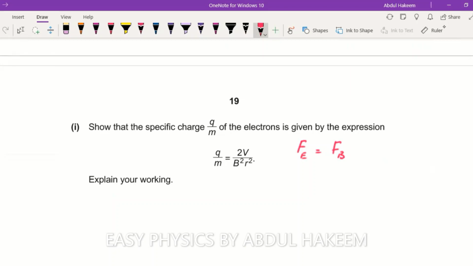Sorry, centripetal force, not the electric field here, because the path is circular. Centripetal force is equal to magnetic force. The centripetal force is mv squared over r, and this equals Bqv sin theta, but since it enters perpendicularly, sin 90 is 1. So one v cancels, and from this we can write v is equal to Bqr over m.